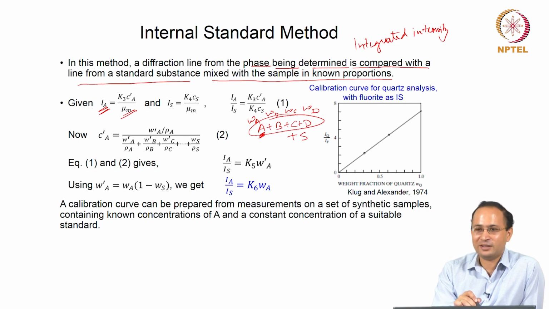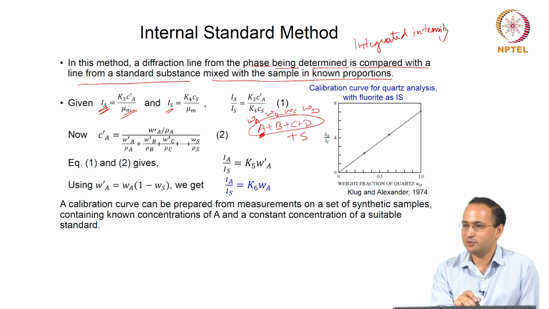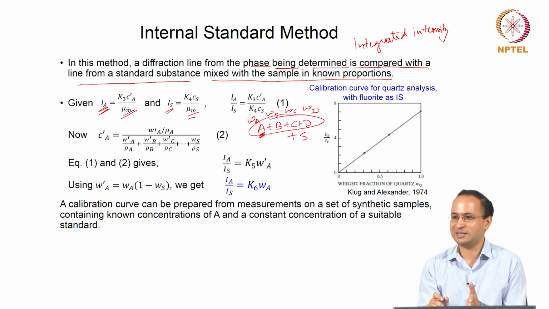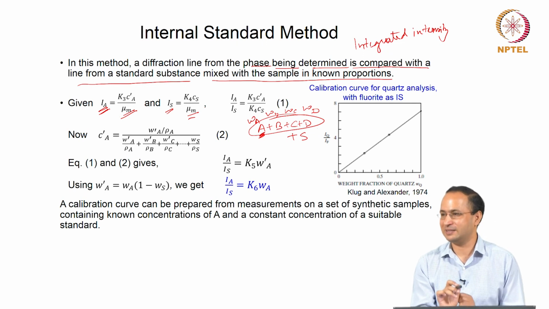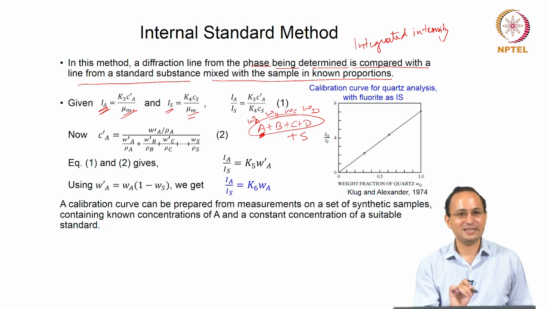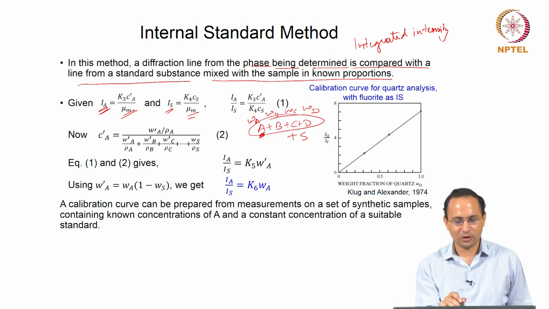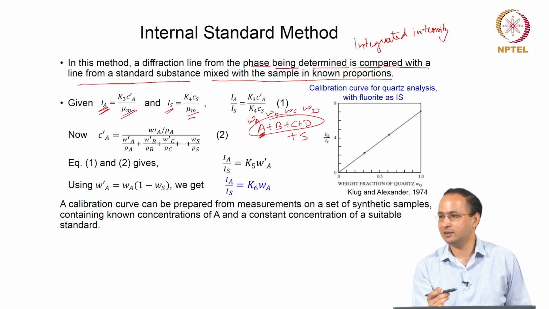A similar thing we can write for the standard also. IS, the intensity of the strongest peak of the standard, will be K4 times CS over mu m. The mixture is the same, because this is the mixture A plus B plus C plus D plus S. The only difference will be CS, the volume fraction of your standard. Now, what about the ratio? If you calculate the ratio I over IS, what do you get? C prime A over CS. Mu m will get cancelled, clear.